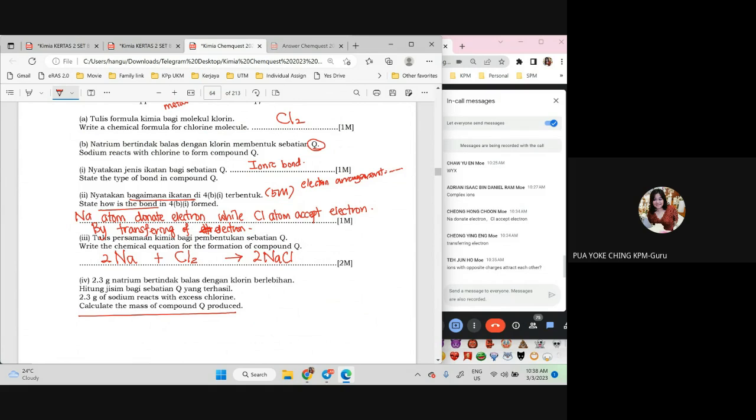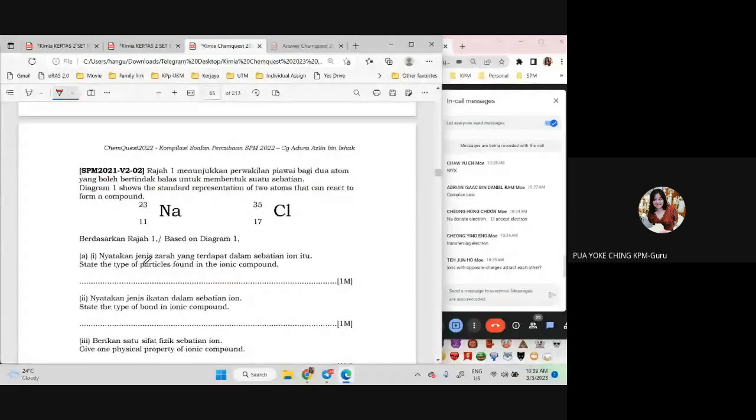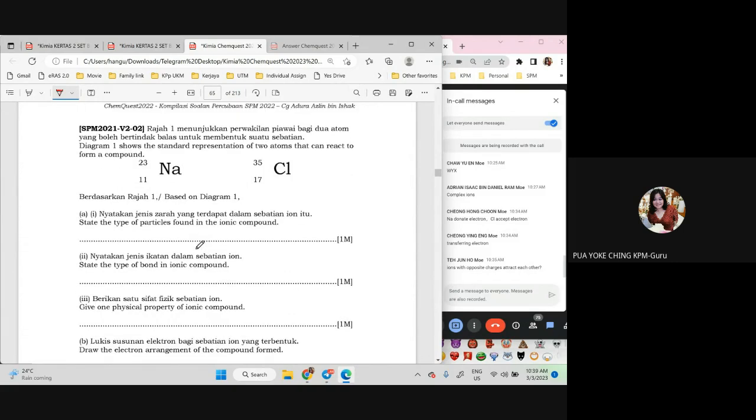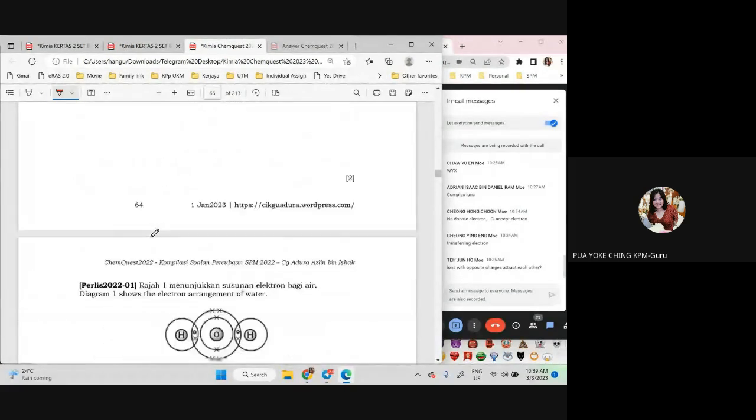So that time kita dapat banyak pelajar yang tak buat soalan ni. I pun tak tahu kenapa tak buat. Okay, you can find it on your periodic table also. So this is version 2. Actually, version 1 and version 2 lebih kurang sama. Nyatakan jenis zarah, state the type, give the physical properties, and draw the electron arrangement.